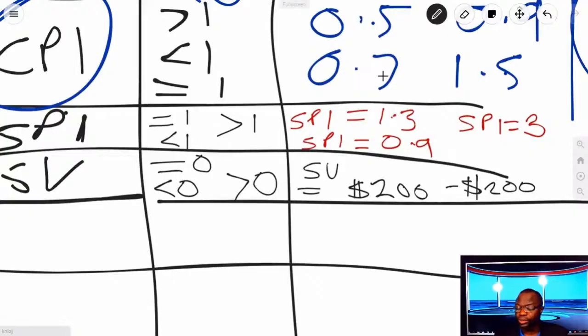ahead of the schedule. Minus $200 schedule variance means there is $200 worth of work that should have been done by today and it is not done, or it should have been done by the end of the time period and it is not done.